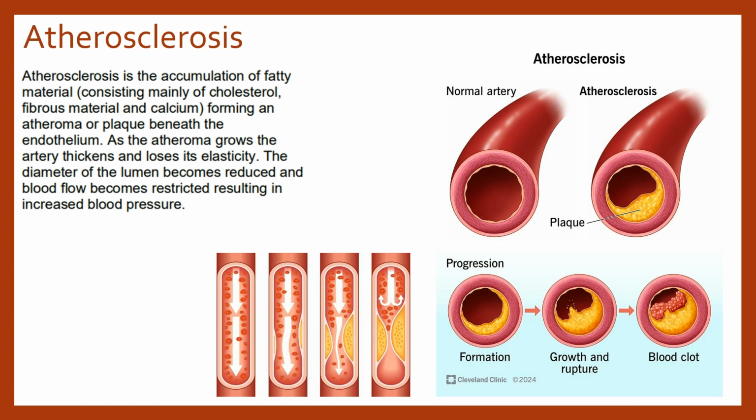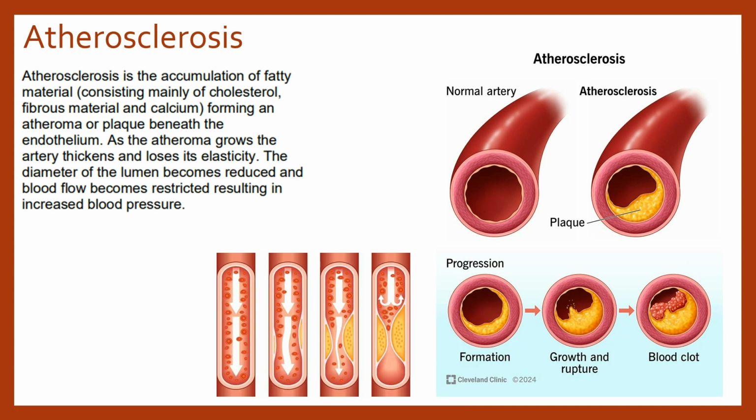being the major culprit, but also other fibrous materials and calcium, for example, which will build up and start to form a plaque or an atheroma, and this is beneath that endothelial layer, the lining of the wall of the artery. So as the atheroma then begins to grow, the artery thickens, it loses its elasticity, and the diameter of the lumen becomes much reduced and thus restricts the blood flow to the organ or structure this artery supplies and ultimately increases blood pressure.